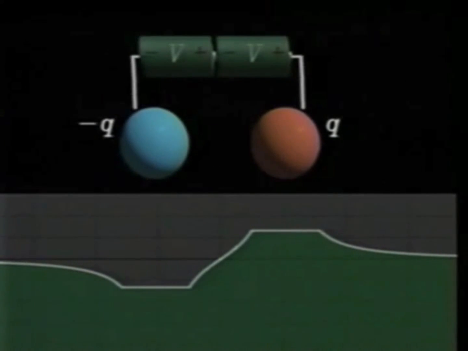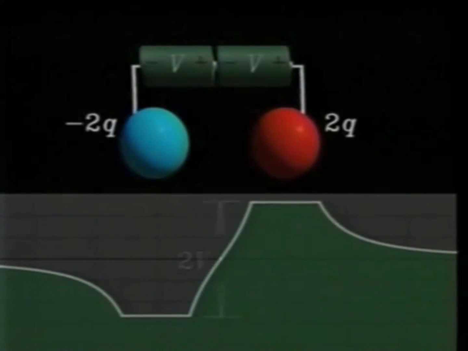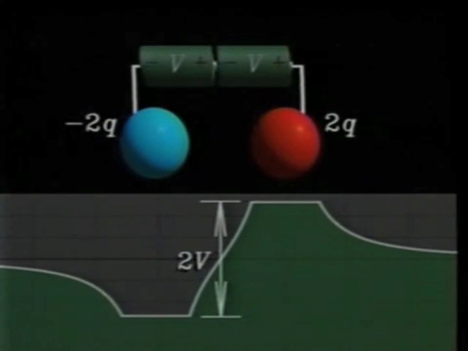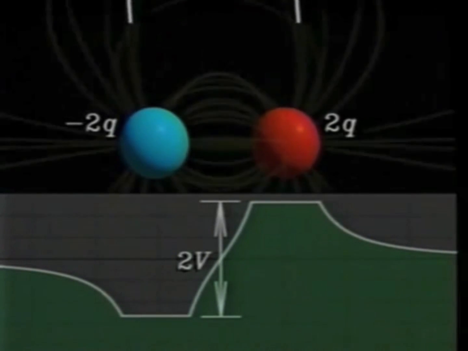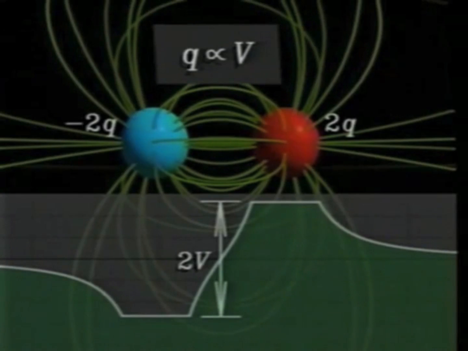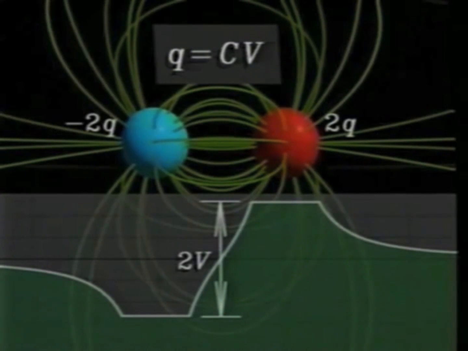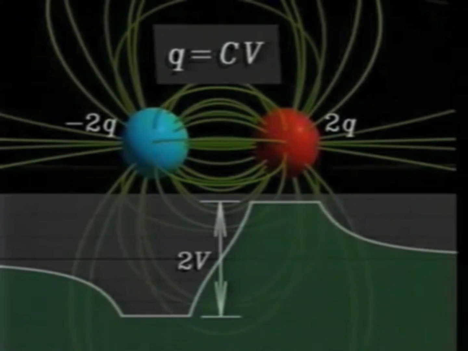If the voltage is doubled, so is the charge. So is the potential difference. And so is the electric field. In general, the charge transferred is proportional to the voltage applied, and the constant of proportionality, C, is called the capacitance.